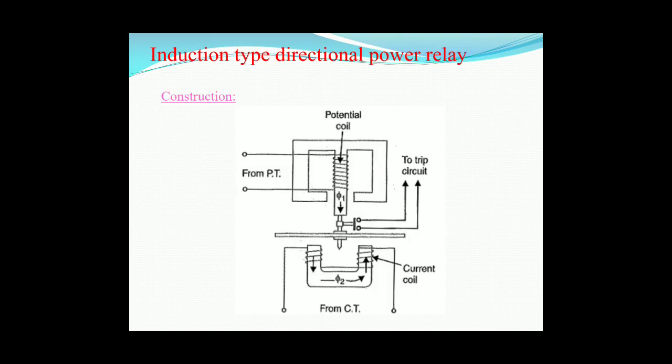Next, this is the construction diagram of an induction type directional power relay. In that we have two electromagnets. This is one electromagnet and this is the other electromagnet. This is the upper electromagnet and this is the lower electromagnet. The upper electromagnet we take as E shape and the lower electromagnet as U shape.